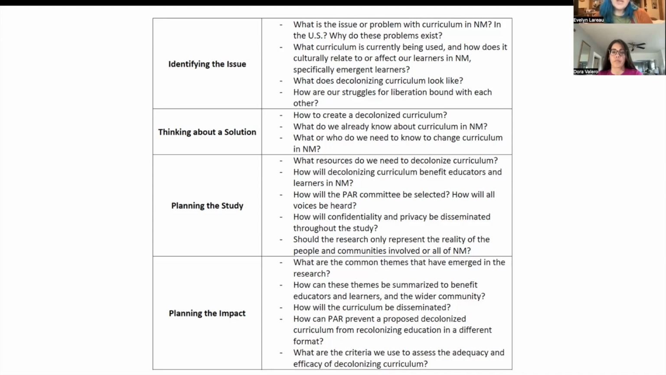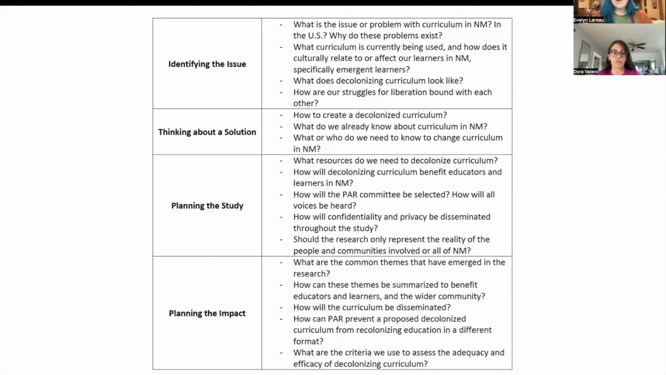Another question I'm asking is what curriculum is currently being used and how does it culturally relate to or affect our learners in New Mexico, specifically our Indigenous and emergent learners and those with disabilities. What does decolonizing curriculum look like? There's lots of research about theory. There's not so much research about practice. And so there's our window, there's our opening to why we're doing this type of research.